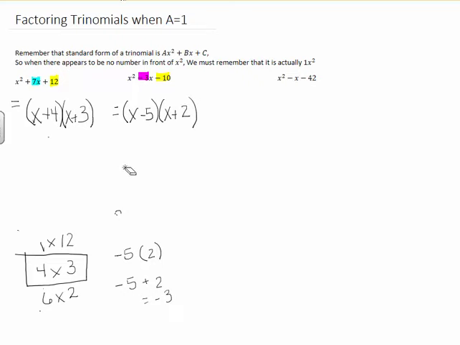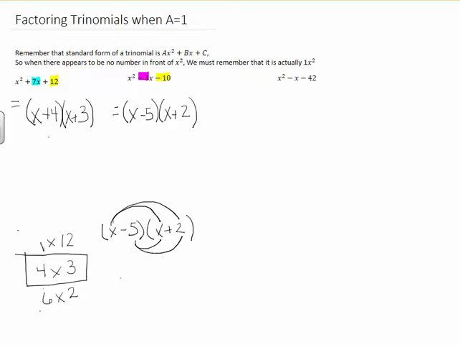I'm just going to clean up some of our scrap work down below so that I can show you how you can always check your solution to be sure that you've done it correctly. So if we rewrite our solution, x minus 5 and x plus 2, if we FOIL that, if we expand it, we should get back to the original equation if done properly. Remember then to FOIL is to do x times x, and then x times 2, negative 5 times x, and negative 5 times positive 2.